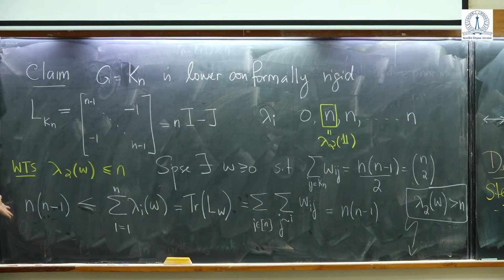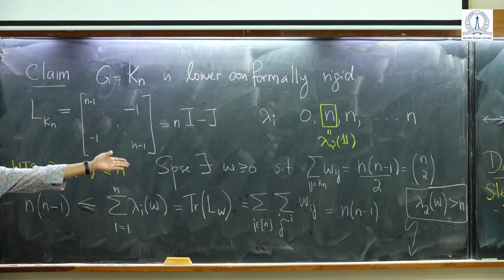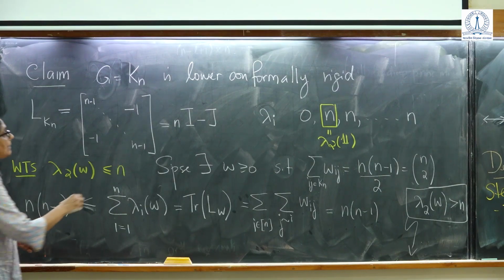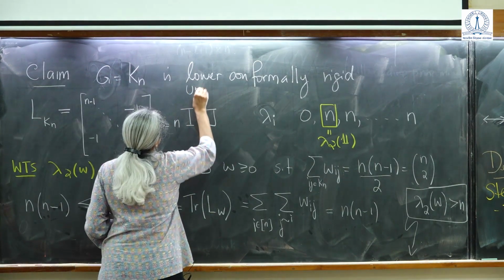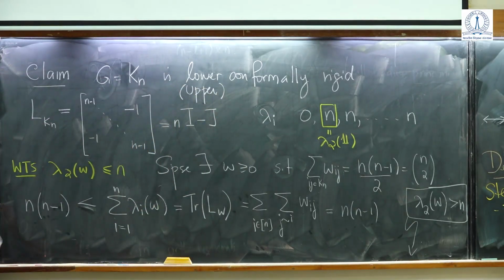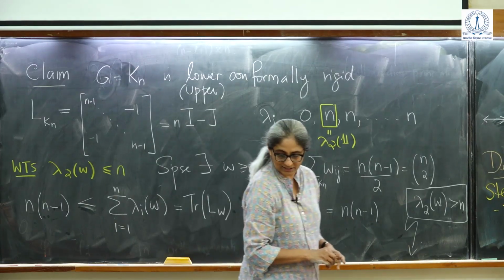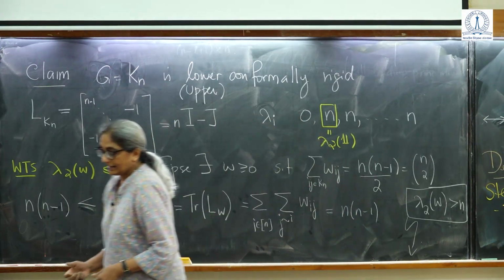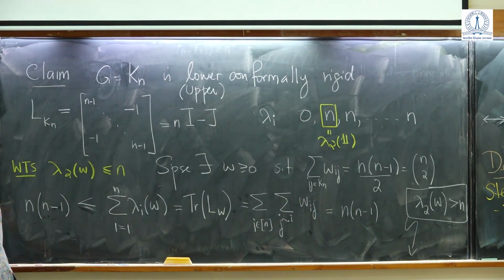Now think if you can use the same argument to argue that Kn is also upper conformally rigid. It is. It's exactly the same type of argument. You just have to think a little bit. So assume there's something smaller than lambda n, and then you'll get the same type of contradiction. All right, so there's something in this class, so that's good. So we are in business.